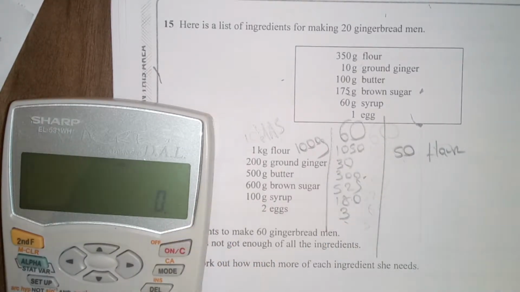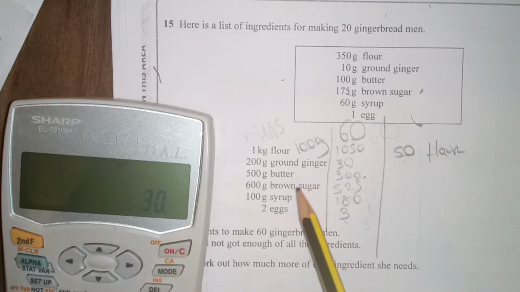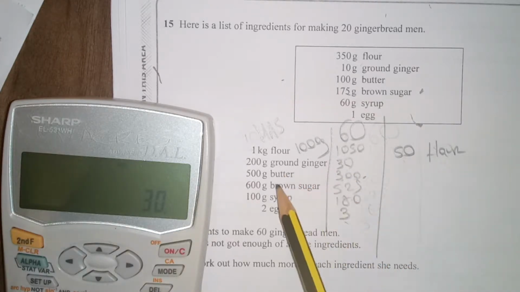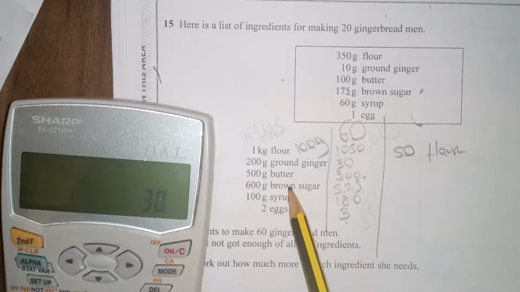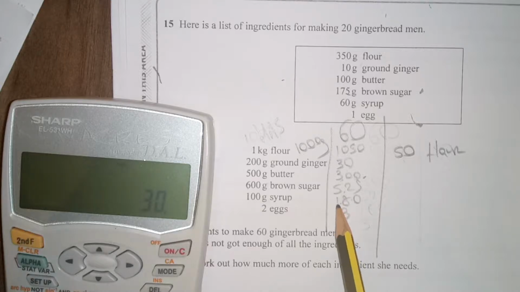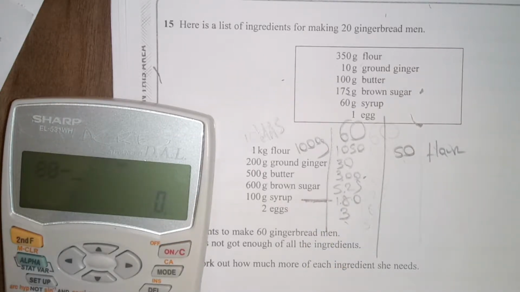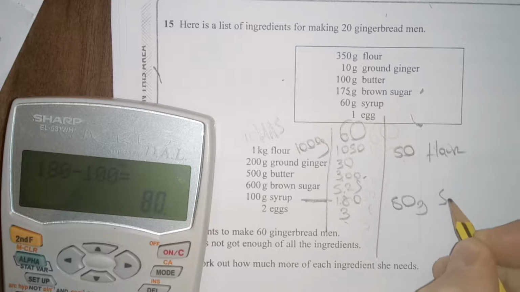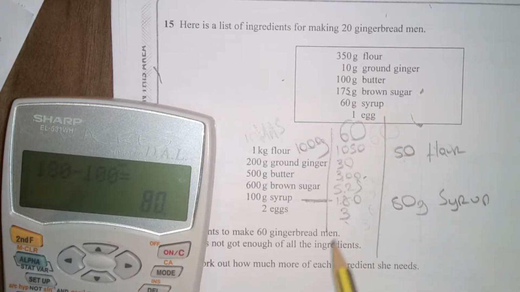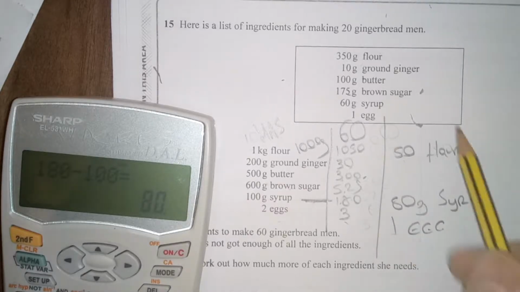Okay. 30. Well, she needs 30. She's got 200. She's fine with that. She needs 300, but she's got 500. She's fine with that. Got 525. She needs 600. She's fine with that. That one there, syrup. That's one that she's going to need. So it's going to be 180 minus 100, which equals 80 grams of syrup. And the egg is just 1 egg. These are all ingredients she needs.